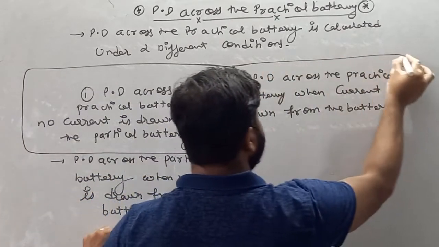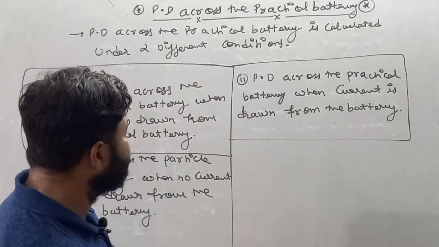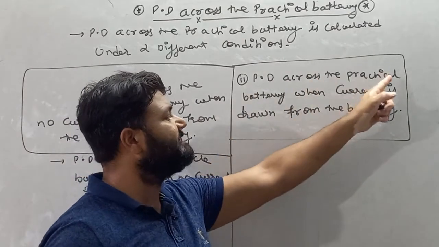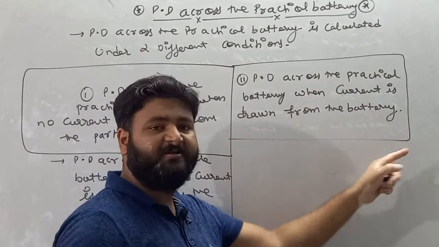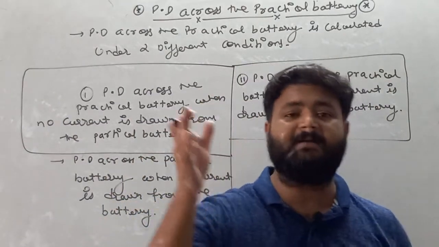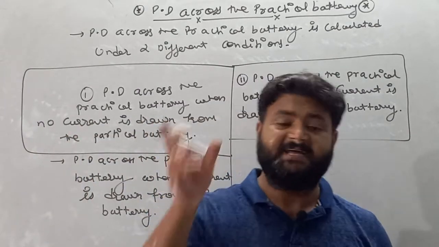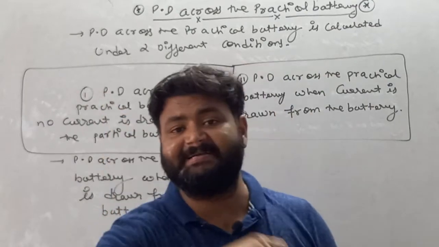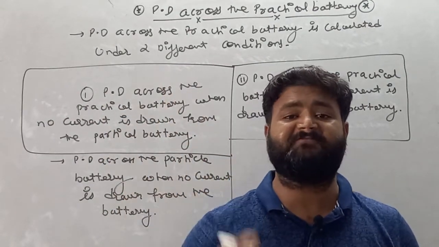And if I am talking about the second type of potential difference calculation, it is potential difference across the practical battery when current is drawn from the battery. So if current is drawn from the battery, it means the practical battery is connected with an external circuit, my dear student, because if the battery is connected with any external circuit, then the circuit starts drawing current from the battery.